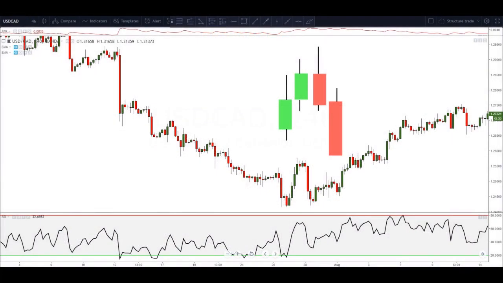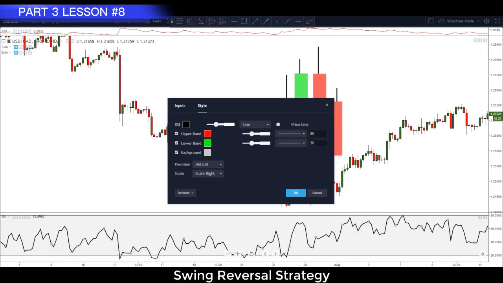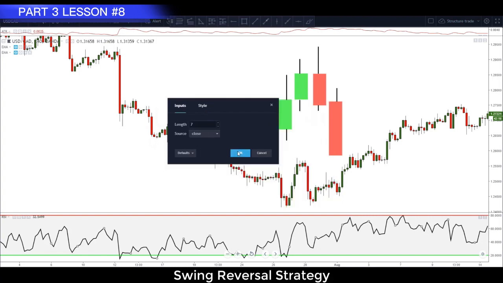Okay, traders, so now we're going to do a tutorial on the next strategy that we're going to talk about. Going off of the last strategy, we're still using the same RSI settings. We have a 7-period RSI with 80-20, 80 being overbought, 20 being oversold. Again, 7-period, just like in the last video.